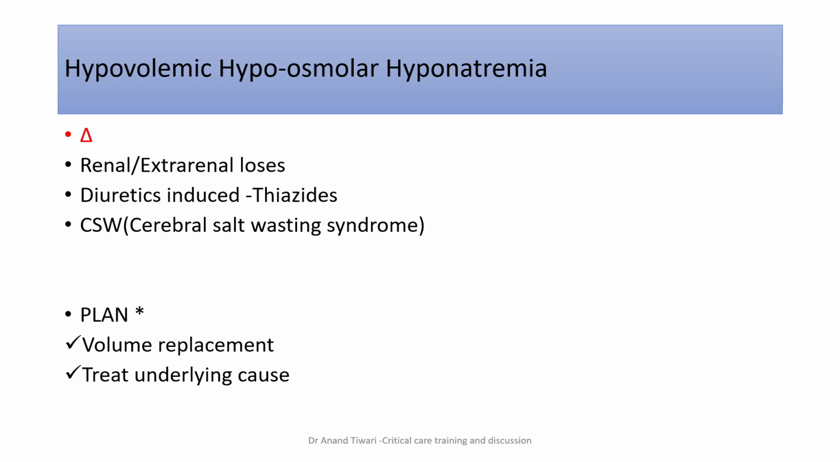The third type, hypovolemic, where there is GI loss or thyroid or diuretic excess, or sometimes a CNS condition, which is sometimes difficult to differentiate from SIADH, is cerebral salt wasting syndrome. But remember, there will be volume depletion in cerebral salt wasting syndrome, and there will be increased urea, there will be dehydration. You can check from hematocrit, and on the other hand, SIADH is euvolemic or hypervolemic. So you can differentiate these two conditions, and the plan here will be volume replacement and treatment of the underlying cause.